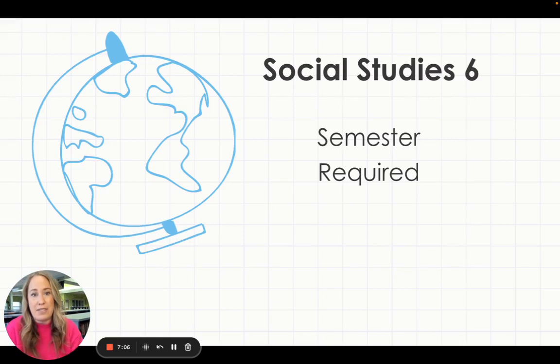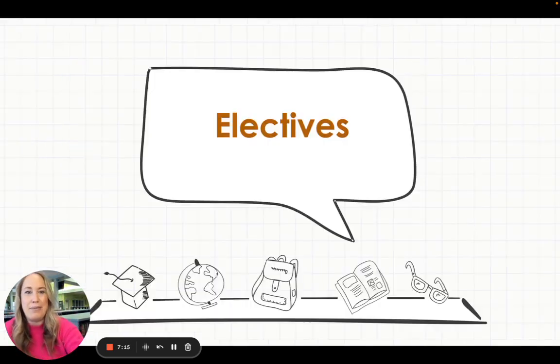Social studies is the other semester. So if you have science in the fall, you'll have Social Studies 6 in the spring, or they could be flipped and you have social studies in the fall and science in the spring.